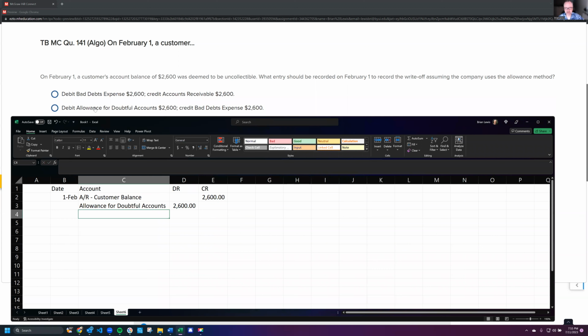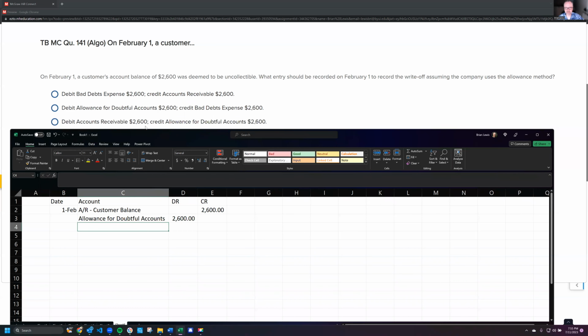Debit doubtful accounts for 2,600 and credit bad debt expense. So this one's right, but this one's incorrect because it's an AR account for sure. Debit accounts receivable for 2,600. Nope, that's not right because I got credit. Credit allowance for 26. So this is just flipped, this one right here.